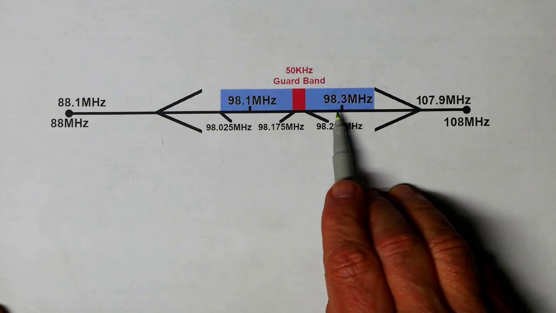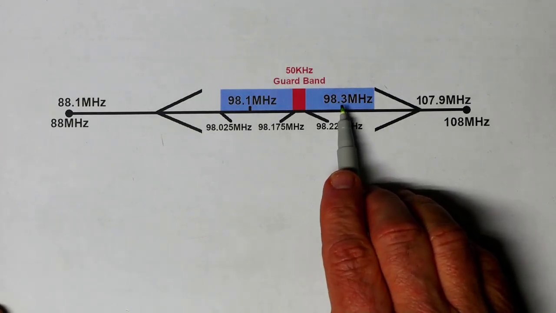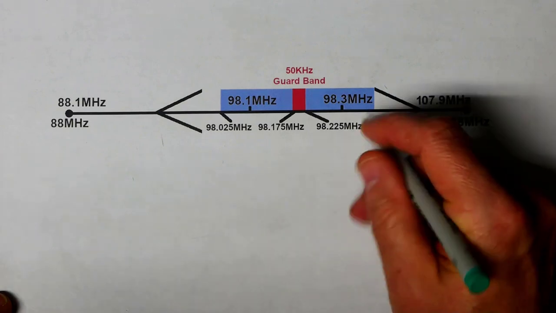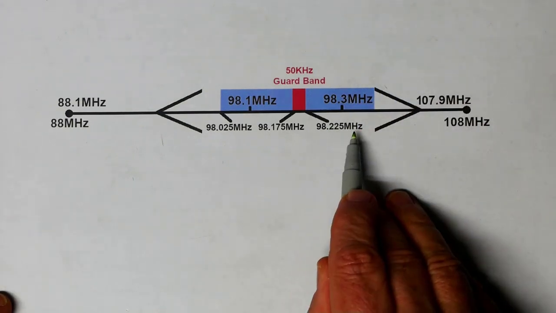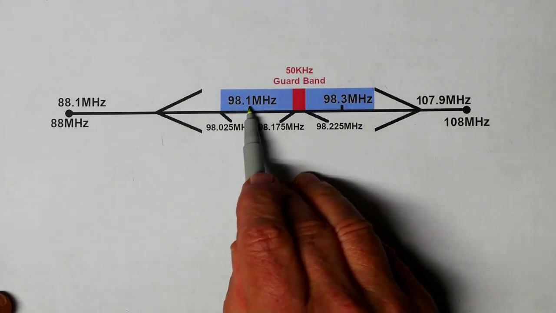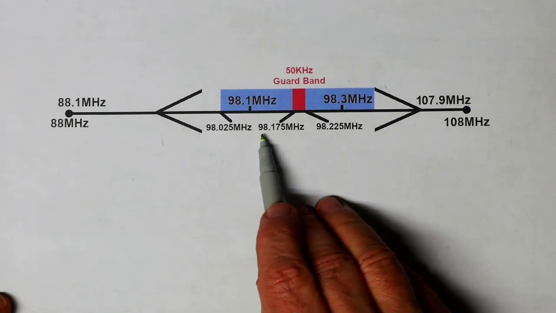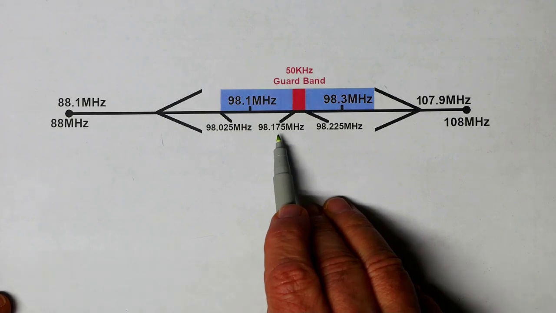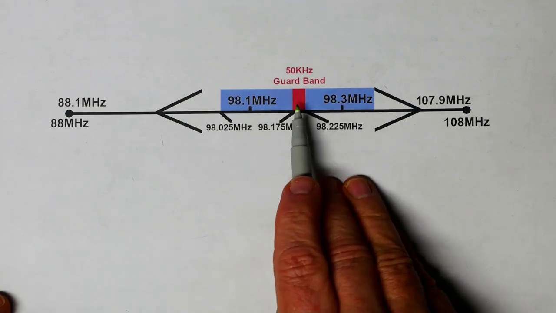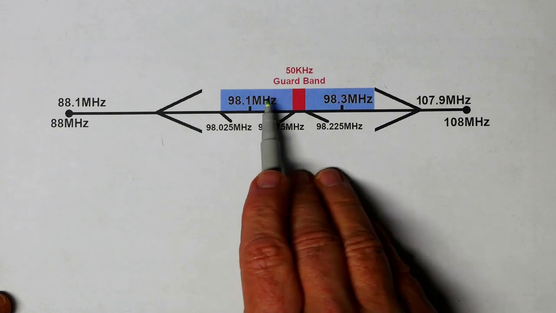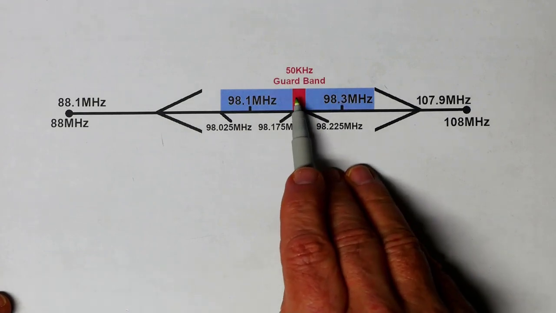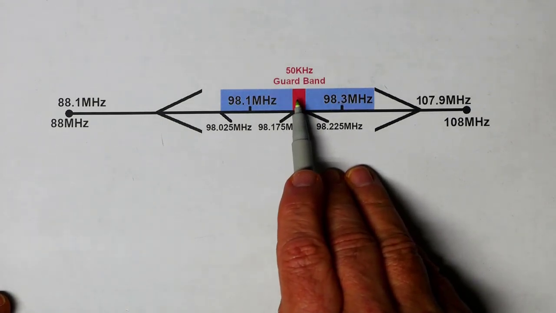The frequencies that are assigned by the FCC have a bandwidth of plus or minus 75 kilohertz, which would mean that at 98.3 megahertz, its lower limit for frequency is 98.225. The adjacent frequency of 98.1 also has plus or minus 75K, so its upper frequency would be 98.175. This leaves a 50 kHz guard band between the two channels, and this makes sure that we don't have interference between the two. So we still have the bandwidth, 98.1 plus or minus 75 on each channel, and then we have a 50 kHz guard band between the two to make sure that the two do not interfere with one another.